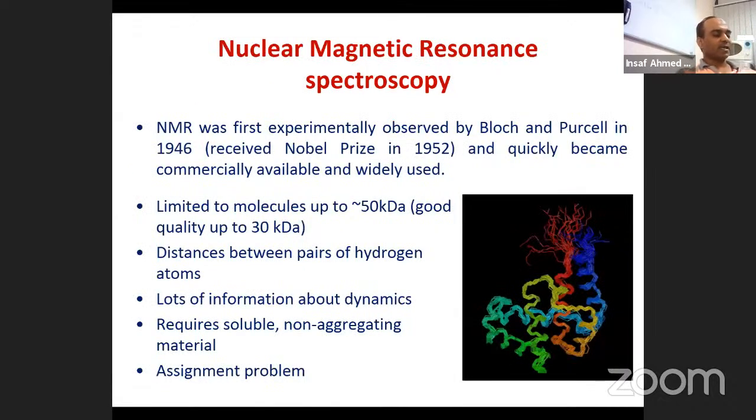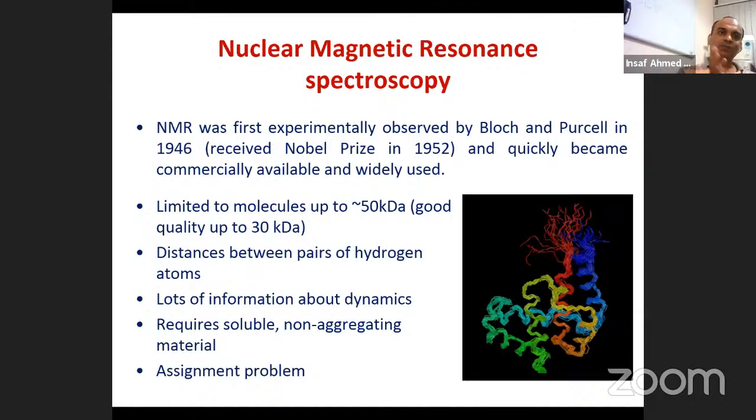So first thing is NMR spectroscopy. NMR spectroscopy has been in the field for several years. It was available in the beginning of the 1900s, but to determine the protein structure, it came into use in 1946, when Bloch and Purcell used this to determine the structure of the protein.